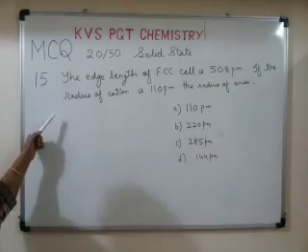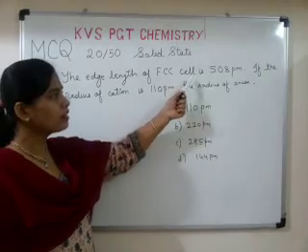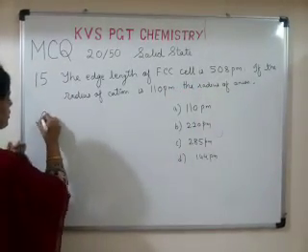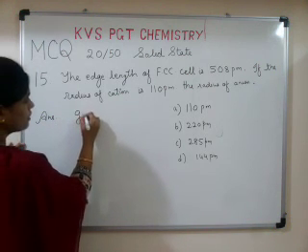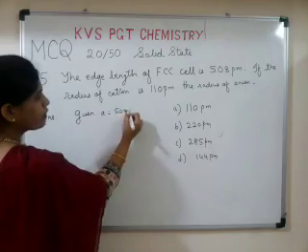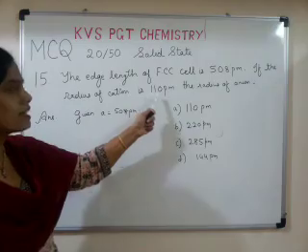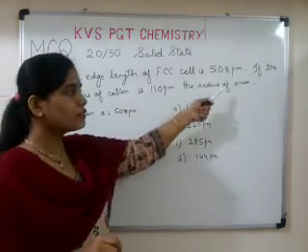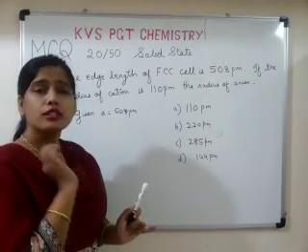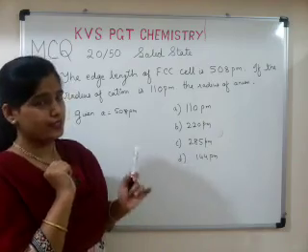Now see the question number 15. The edge length of face-centered cell is 508 picometer. So first of all, let us write what is given in the question. Given is edge length is 508 picometer. Now see what is asked. If the radius of the cation is 110 picometer, you have to find the radius of anion. In the question it is given the radius of cation along with the edge length of FCC structure.